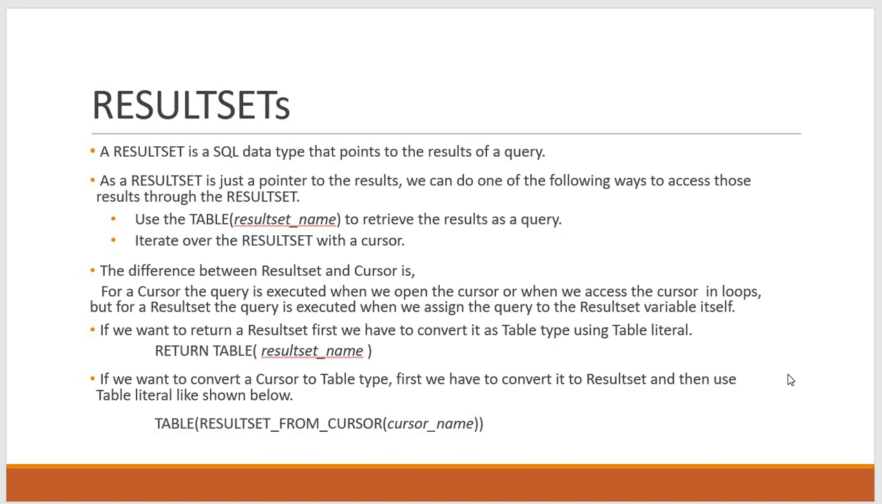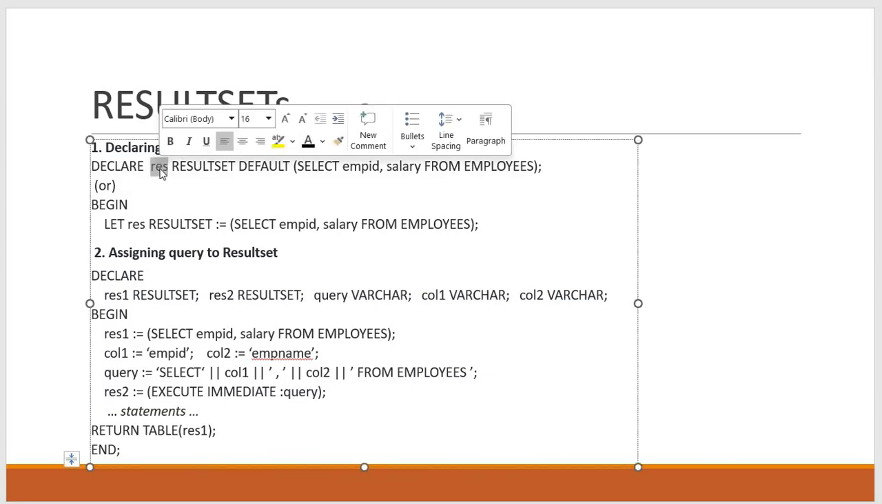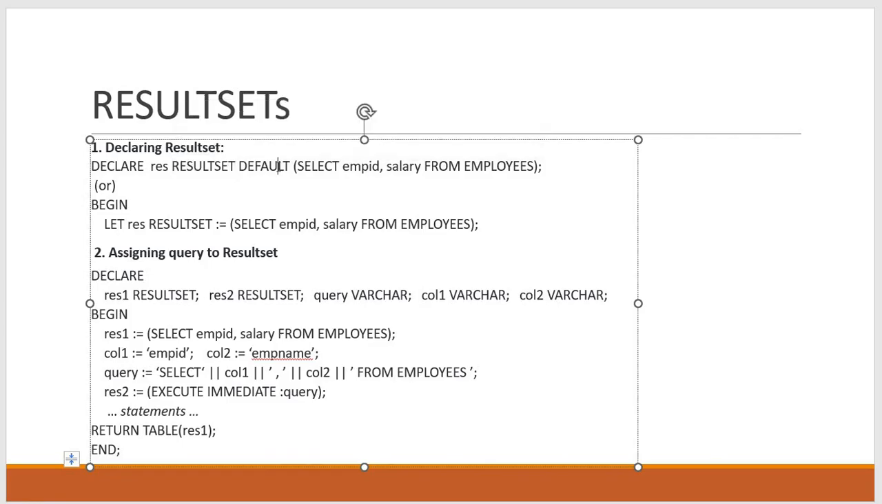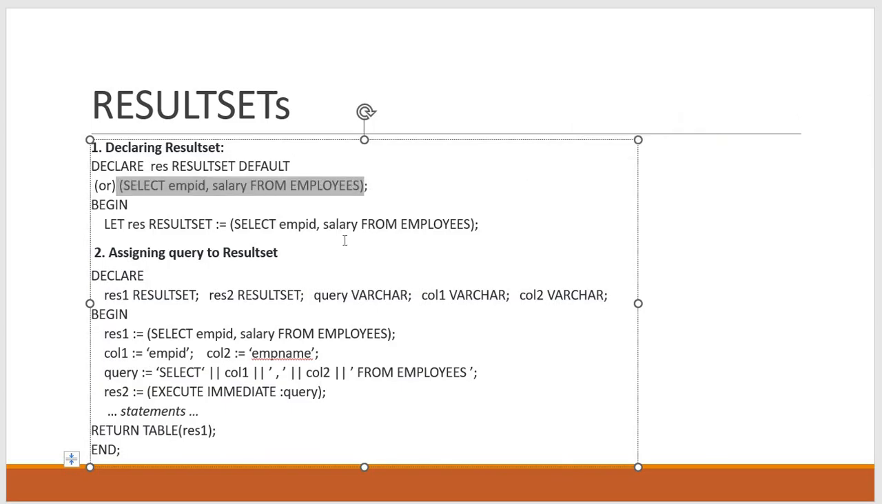These are very important, because in every program you use either a cursor or result sets. So how to declare and how to assign a query to a result set? Declaration is simple. Declare a variable of result set type, and if you want to assign a query here itself, you can by using the DEFAULT keyword. Suppose I am assigning here SELECT employee_id, salary FROM employees. This will be executed here itself, and the pointer to these results will be stored in this res variable.